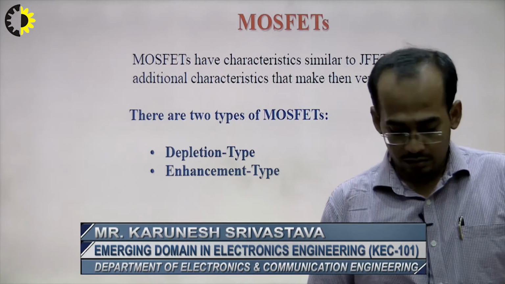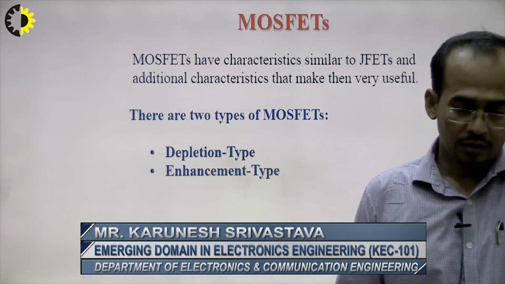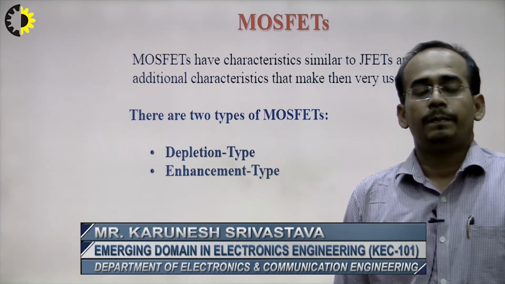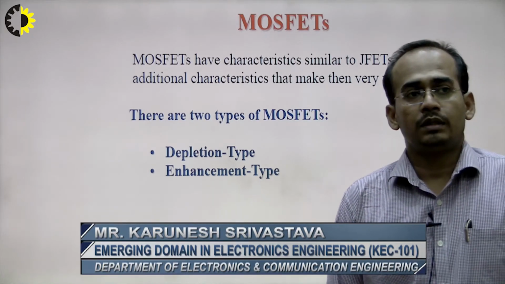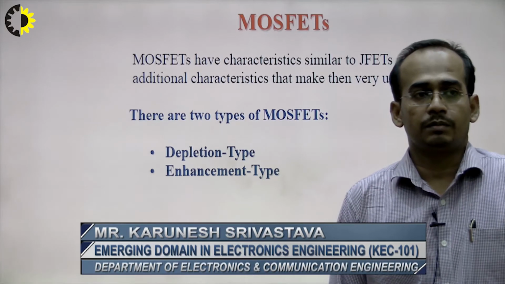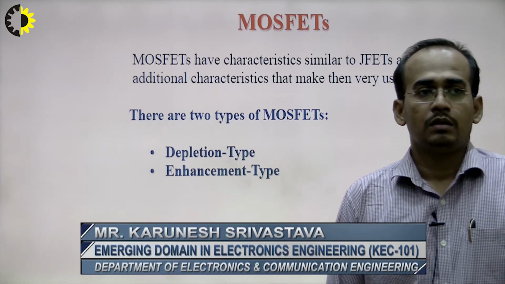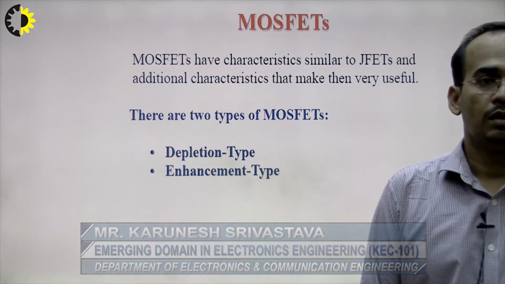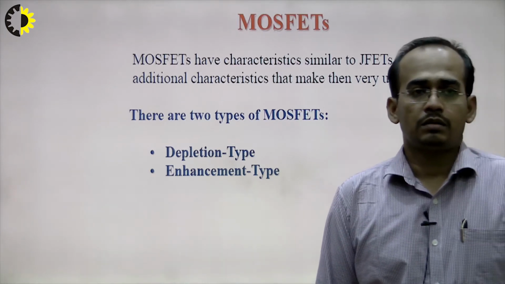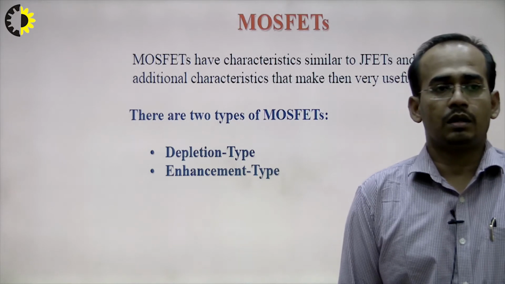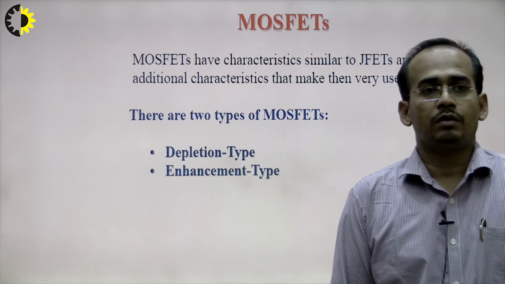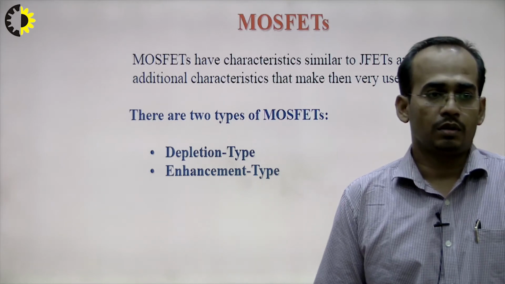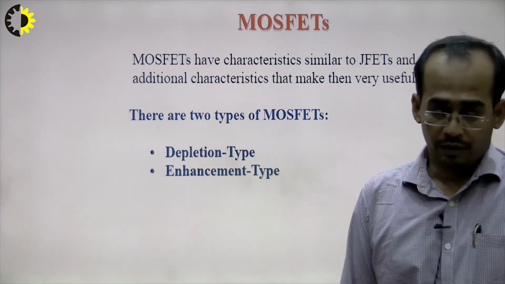In the N channel JFET, we have seen that the transfer characteristic follows the Shockley equation, that is ID is equal to IDSS times (1 minus VGS upon VP) whole square. In the same way, the depletion type MOSFET will follow the Shockley equation, but it is quite different.